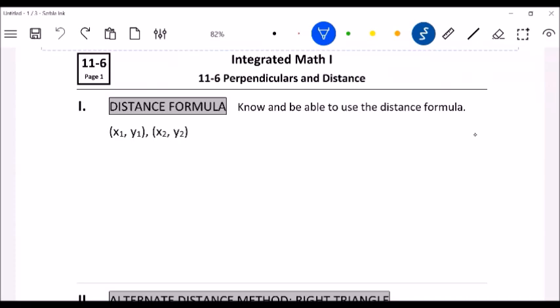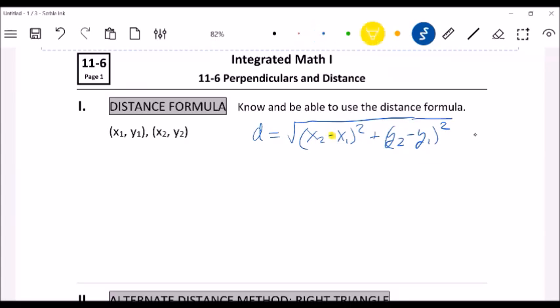First, let's do a reminder that the distance formula is that the distance equals the square root of x2 minus x1 squared plus y2 minus y1 squared. Remembering that inside the parentheses we're subtracting, we're squaring both of those, and then we add those results.